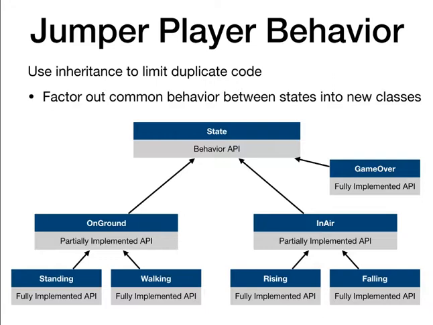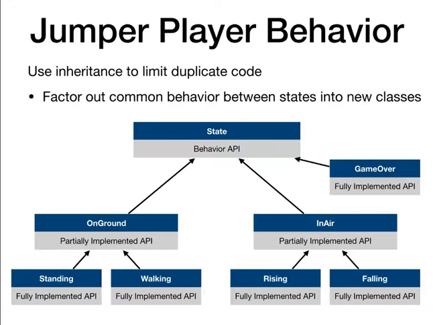Same with the two in-air methods. Rising and falling are going to behave mostly the same. In fact, most of the functionality with rising and falling will be the same. So let's create an in-air class. If the player's in the air, they're going to behave this way, and then just put all of the in-air functionality there. Then only the things that are different between rising and falling, which isn't much, that functionality we're going to put only in those two states.